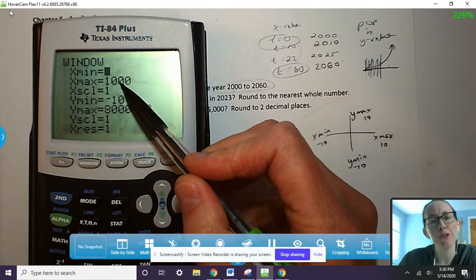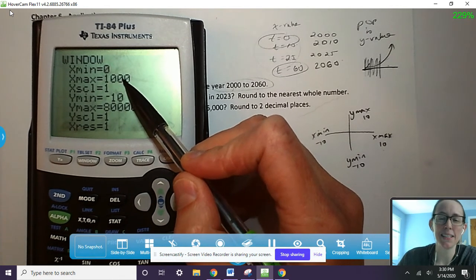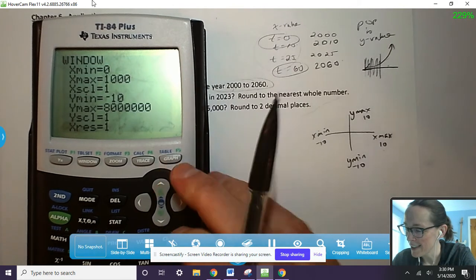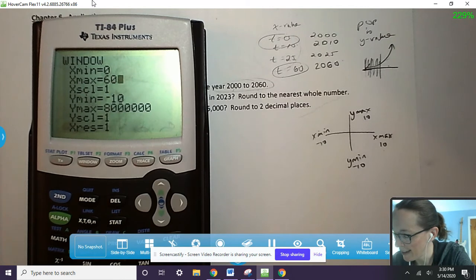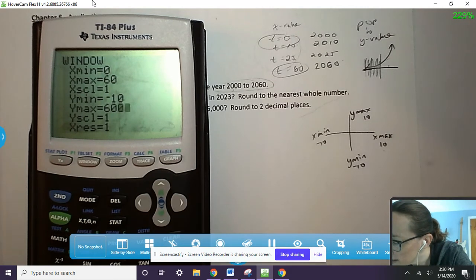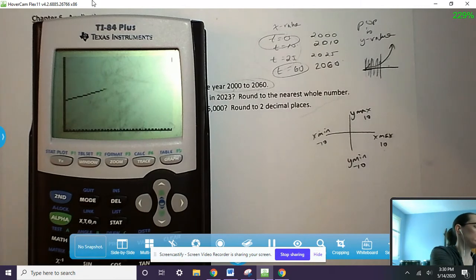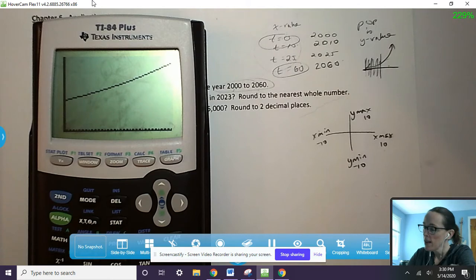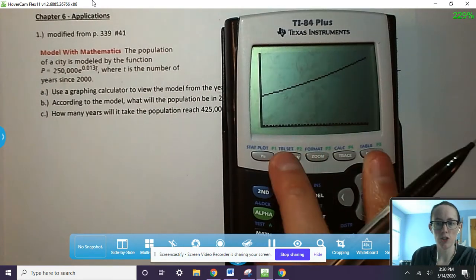That would be 1,000 years from 2000. That would be the year 3000. I think that's more than we need. So let's go back to just 2000 to 2060. And I think we had settled on 600,000 for our y max. Okay. And now we can go ahead and answer some questions. So here's that window again in case you need it.